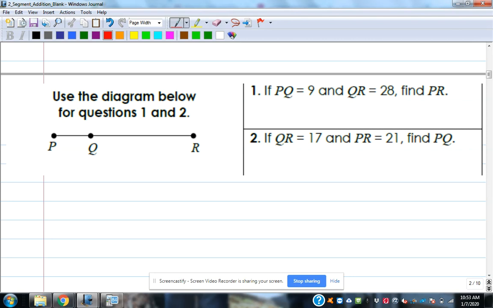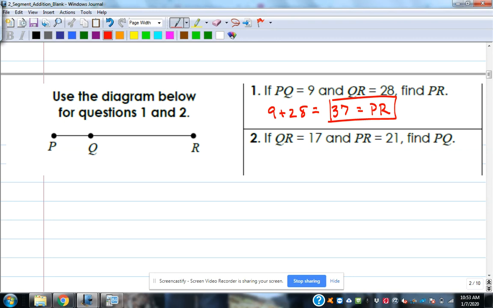Okay, so we know PQ is 9 and QR is 28. Absolutely all you do is add them. And that would be 37, yeah, 37 equals PR.